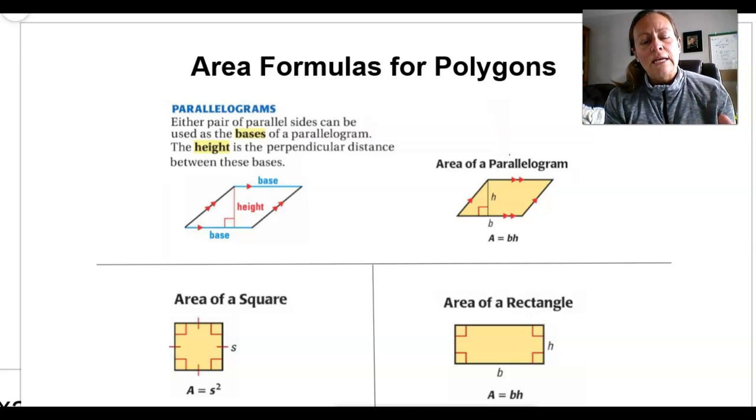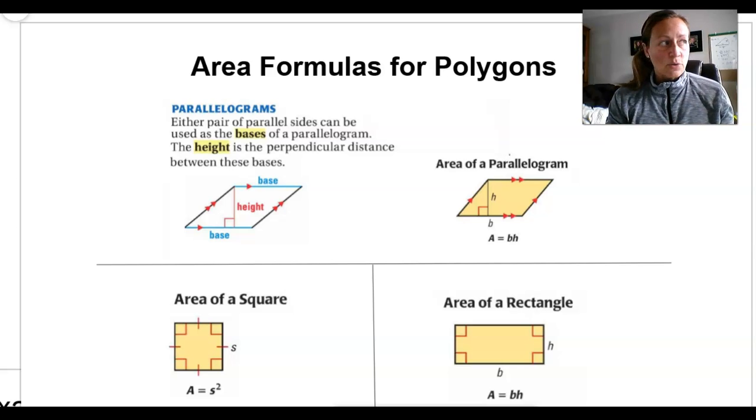But either way, depending on which way it's oriented or what you choose to be the base, the height could be different. But it's got to be a perpendicular segment from that base up to the other parallel side so that it represents the height. So with that designation, the formula for a parallelogram area is just base times height.